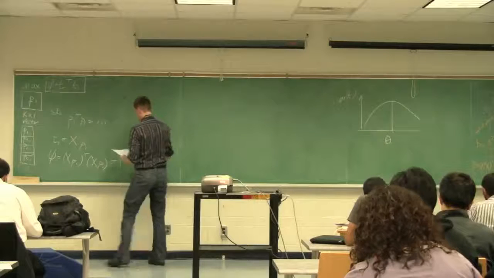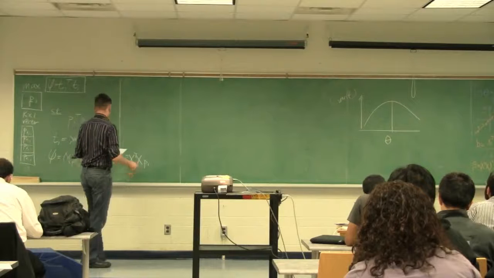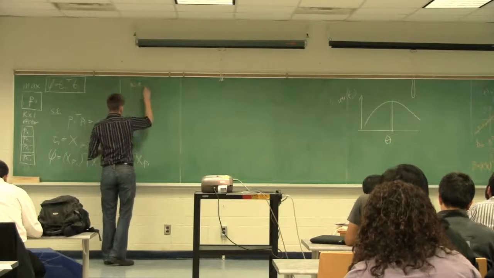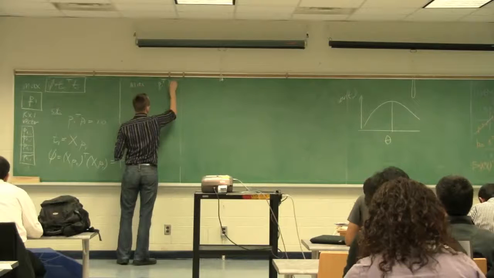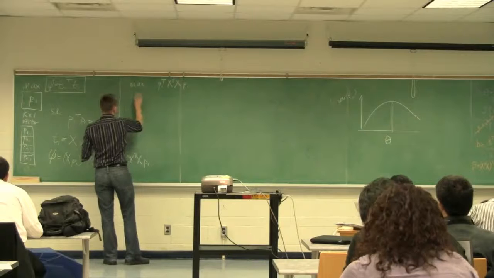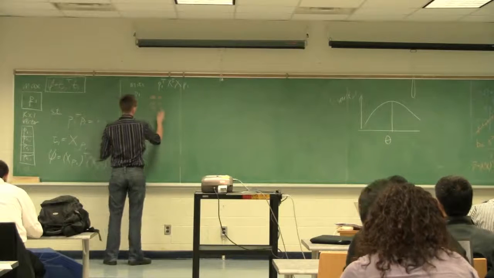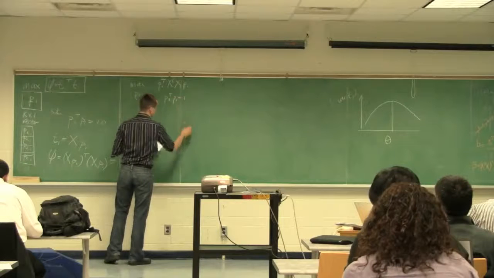Okay. So that's my optimization problem. Let me just write it up here. We're trying to maximize P1 transpose X transpose X P1, by changing vector P1, subject to the constraint that P1 transpose P1 is equal to 1.